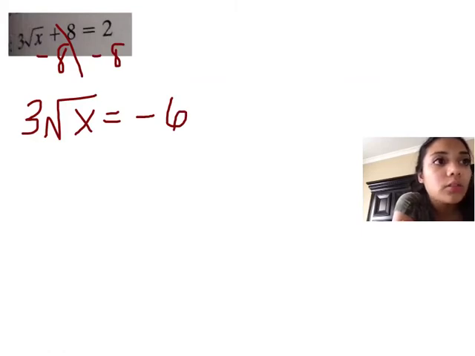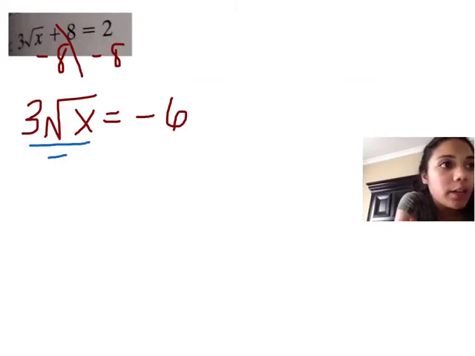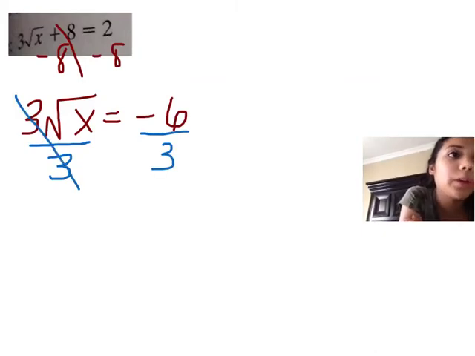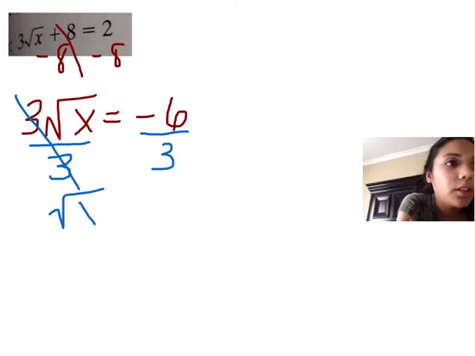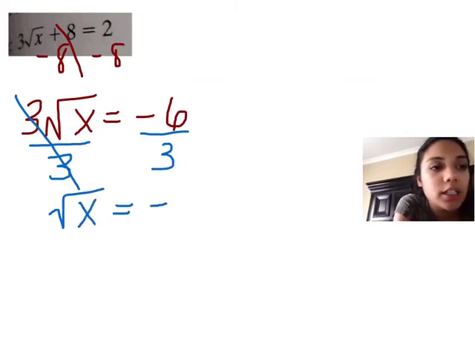So now, what do I need to do? Well, I still want to get my radical by itself, and I'm multiplying 3 times the radical. How do I get rid of multiplication? Well, I divide. So I divide by 3, and then this is what I'm left with. The square root of x equals negative 6 divided by 3, which is a negative 2.